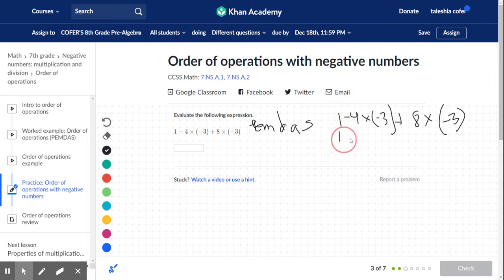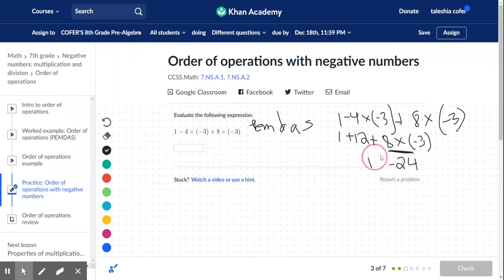So I now have 1 minus 4 times negative 3. Well, negative 4 times negative 3 would give me a positive 12. And then I have a plus 8 times negative 3. Do I have any parentheses? Not besides this one that tells me it's negative. I have no exponents. I do have a little bit more multiplication, which is right here. 8 times negative 3 gives me a negative 24.